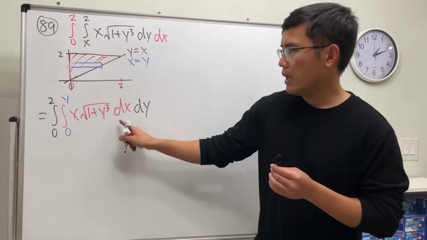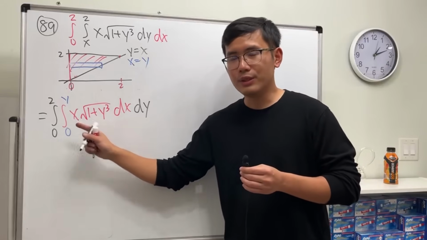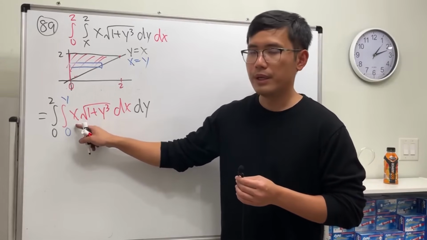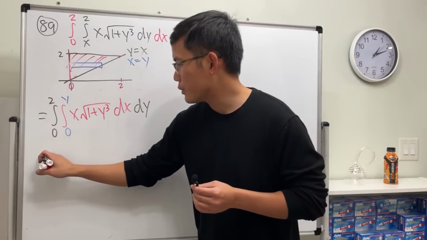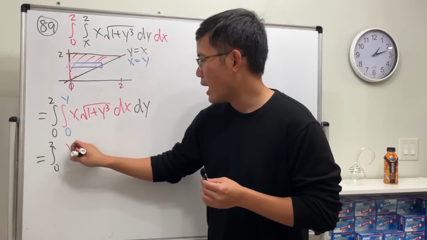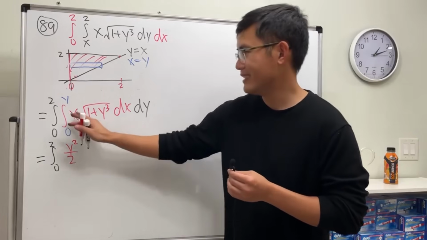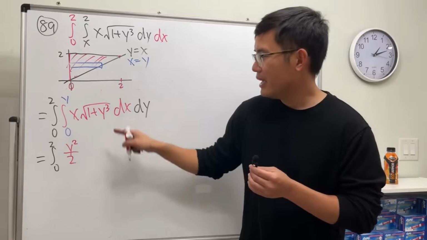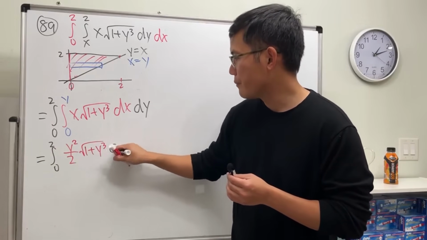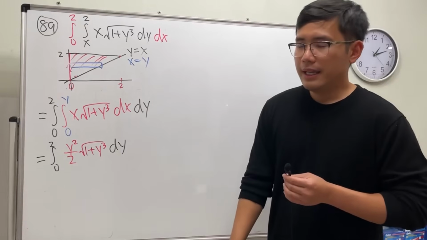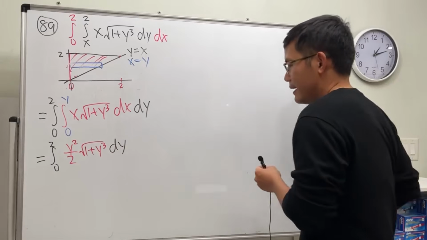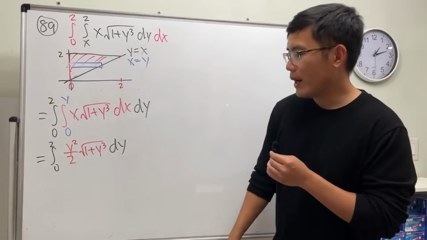Cool. Now, we have an x here, so this time it's not so easy. We have to integrate x, which is x squared over 2. Plugging in y, altogether right here we get, from 0 to 2, y squared over 2. Plugging in 0 is nothing. And then we have the square root of 1 plus y to the third power dy. And now, put u to be 1 plus y to the third power.